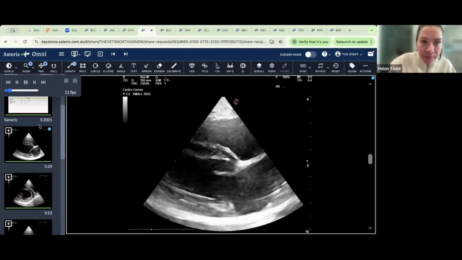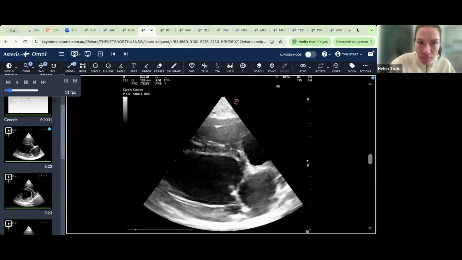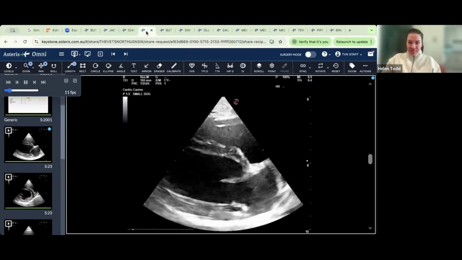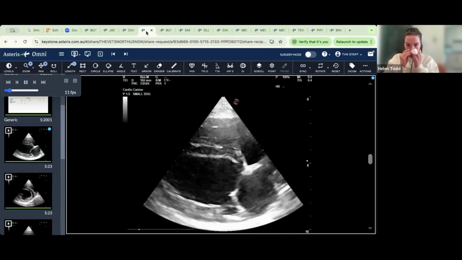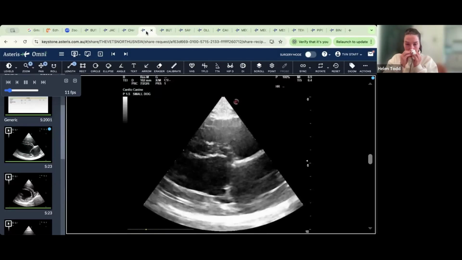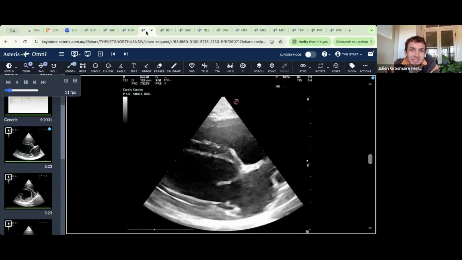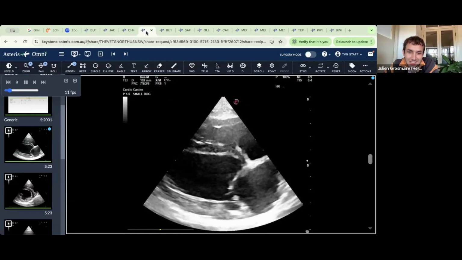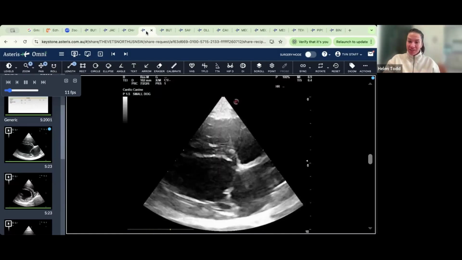How about, oh, how do I move you? Where's that cine loop gone that I want? How about this cine loop? The valves look much better here than they did just before, but that heart doesn't look like it's contracting really well. Yeah, absolutely. Excellent, Julian.